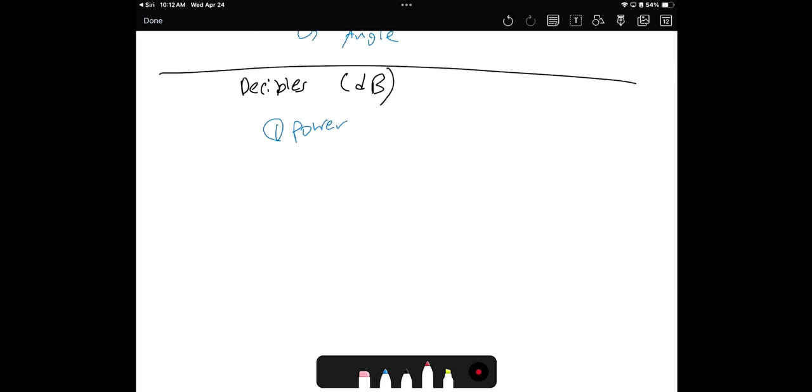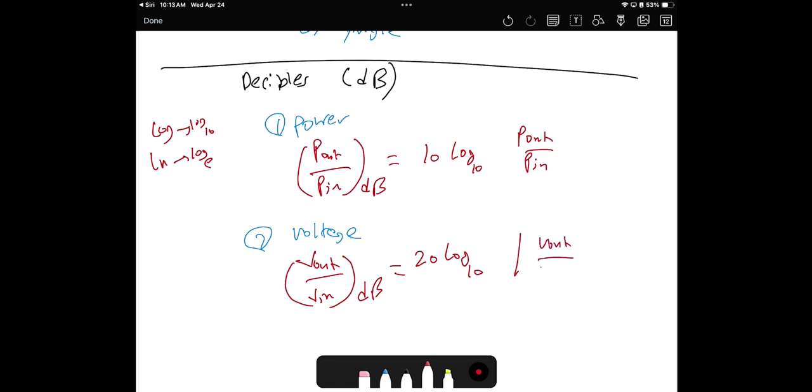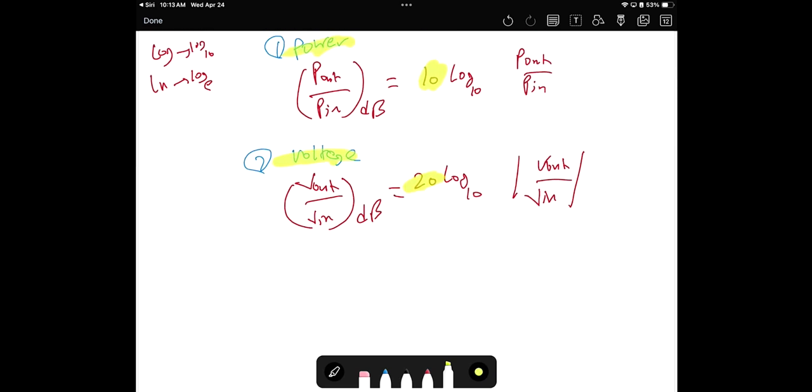Okay? The other formula will discuss the voltage. So we have the voltage formula and the power formula. For the voltage, V out over Vin in dB is equal to 20 log base 10 V out over Vin. So you can notice that for voltage we will use 20, and for power we will use 10. Okay? Why? What's the point of this? How can we prove why the power is 10 while the voltage is 20?